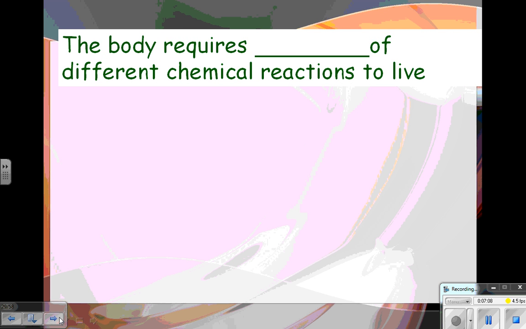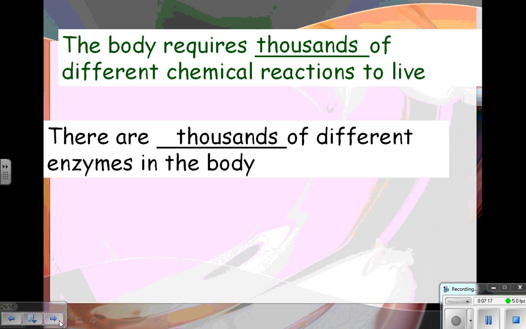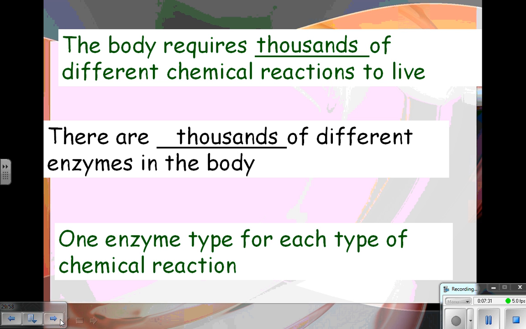The human body, or really any living thing, could be a bacterium even, requires thousands of different chemical reactions to live. And therefore, there are thousands of different enzymes in the body. There are enzymes that break things down, like we just were talking about sucrase that will break down sucrose. There are also enzymes that will build molecules up and make them bigger. One enzyme type is present for each type of chemical reaction.